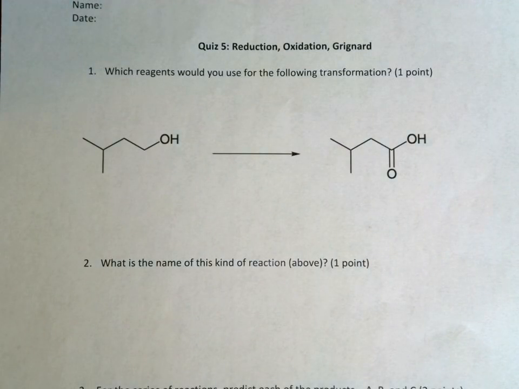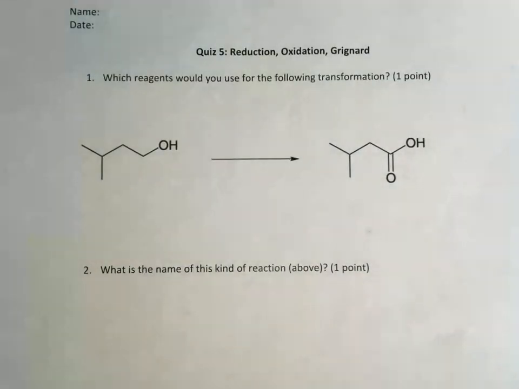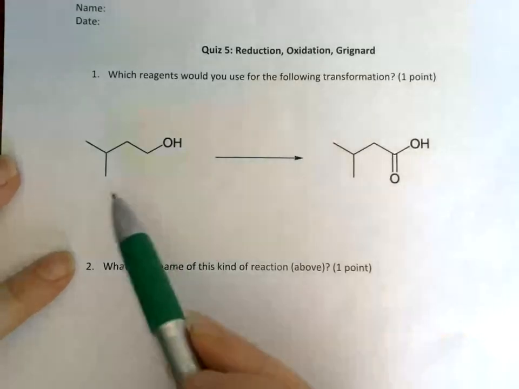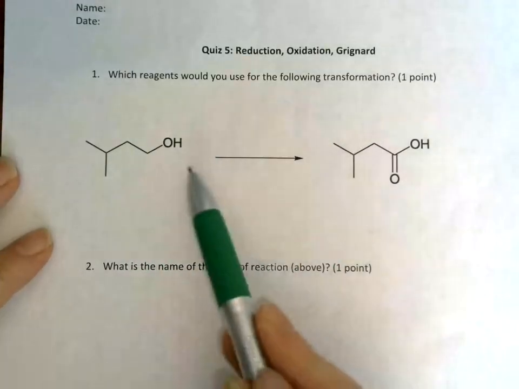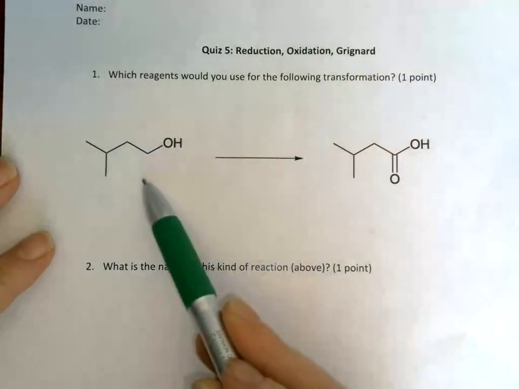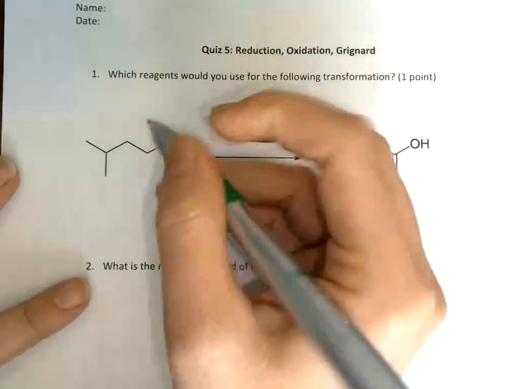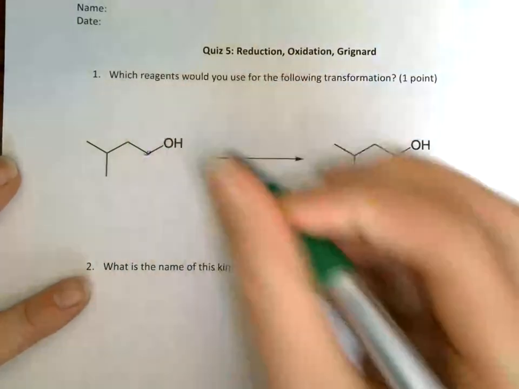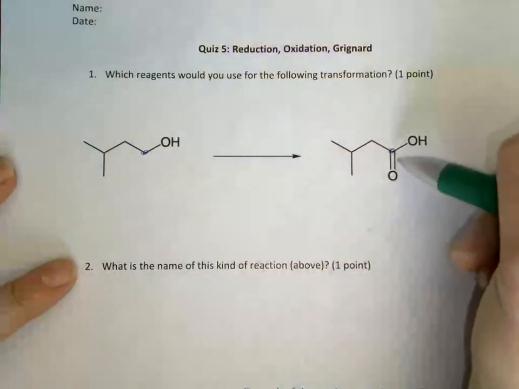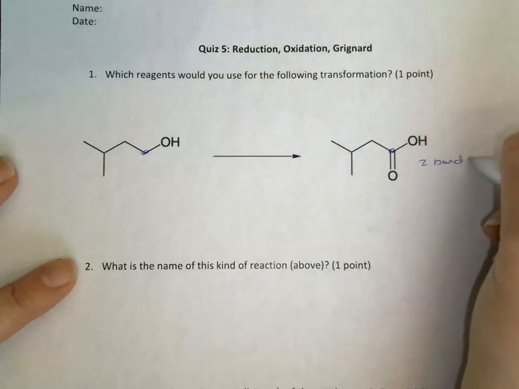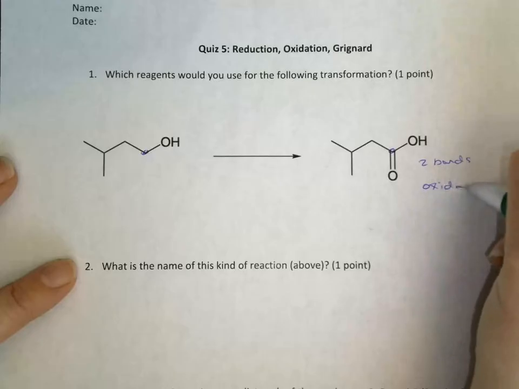Hi y'all. Today I'm just going to solve the quiz for organic chemistry 2 on reductions, oxidations, and Grignards. So the first thing, when a question is asking to propose the reagents, the first thing I try to do is identify the difference. When I look at the difference from here to here, I see that on this carbon we've added 2 bonds to oxygen, and that's the only difference. So we've added 2 bonds to oxygen, so that must be an oxidation.